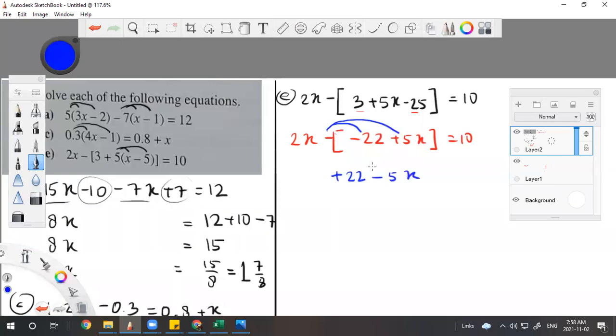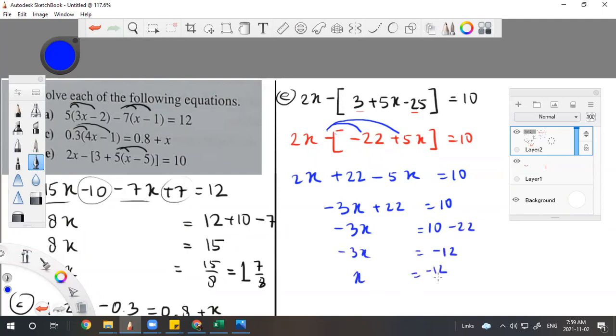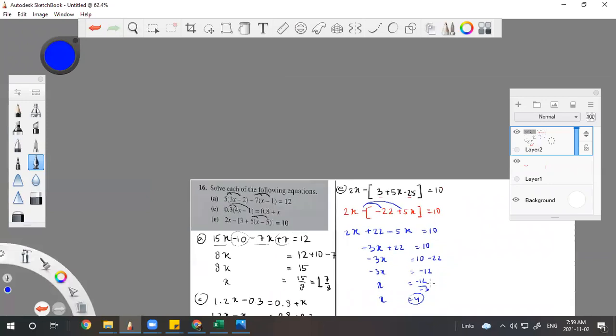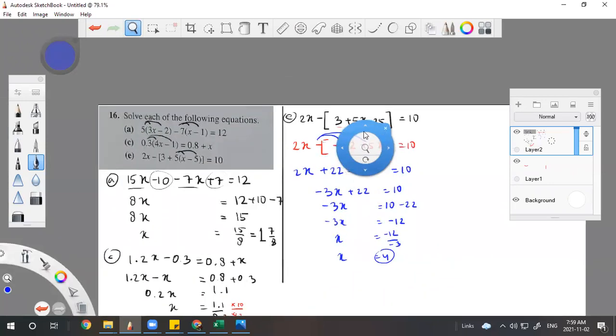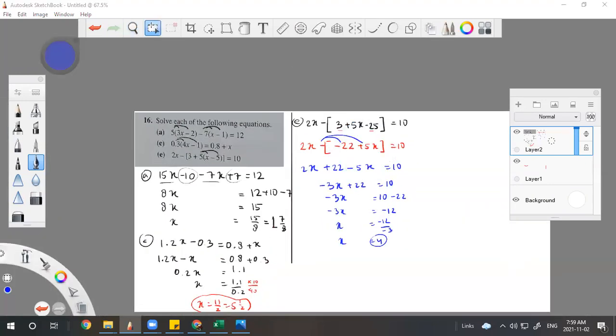Minus 5x. And this is 2x equals 10. So 2x minus 5x is equal to negative 3x plus 22 equals 10. So negative 3x equals 10 minus 22. Negative 3x will equal negative 12. So x will be negative 12 over negative 3. So x will be 4. Finish. That's your first part of the intermediate question.